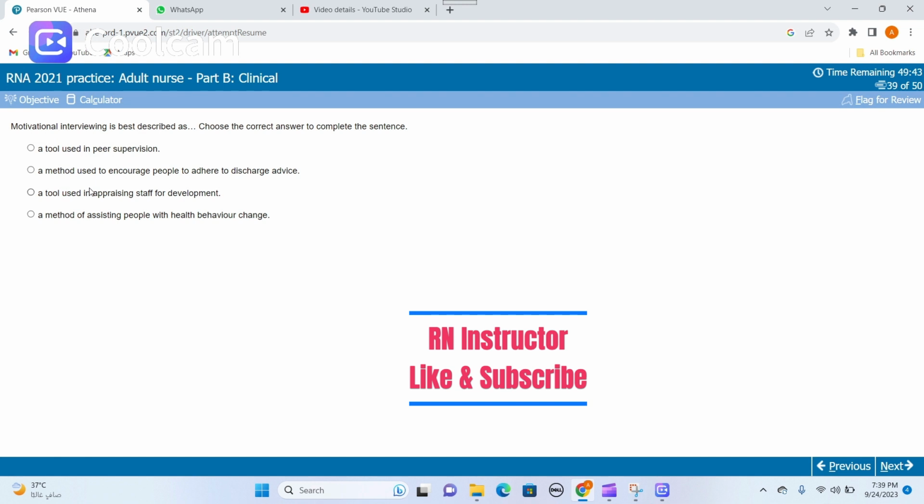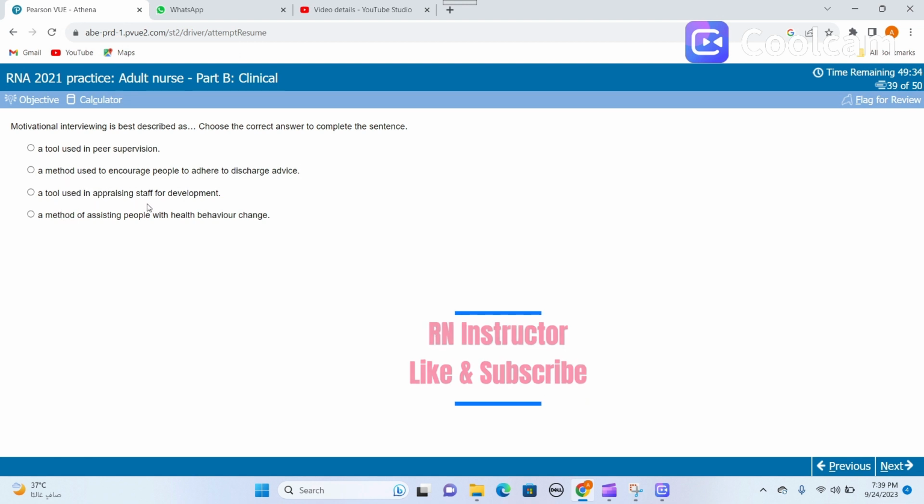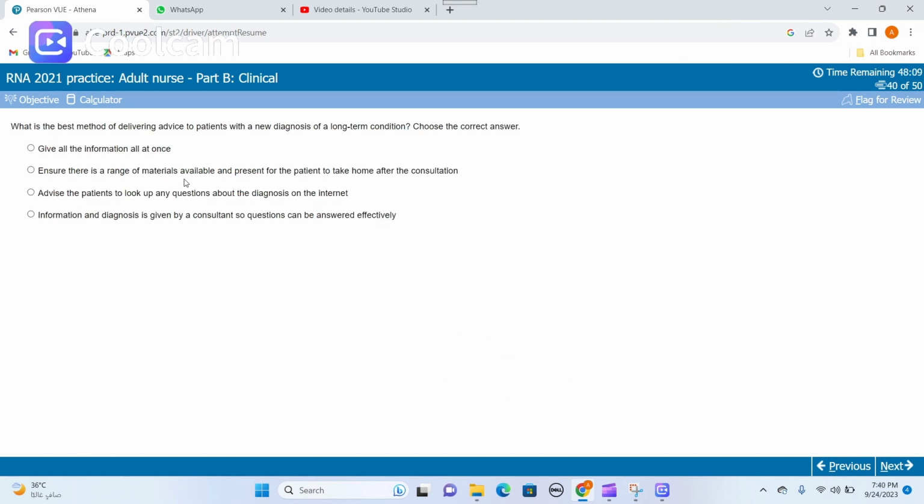A method used to encourage people to adhere to discharge advice? No, not a discharge advice. Yes, it's a method, but not a discharge. A tool used appraising? No, this is not a tool. Motivational. So usually this might be done by the doctor. Next, we are going to ensure to the patient that a range of various materials like leaflets, pamphlets are available, and also they can take home after the consultation with the doctor.